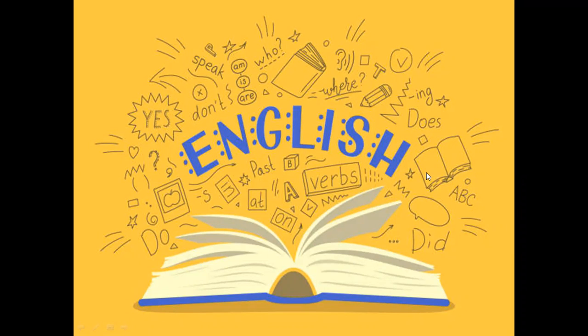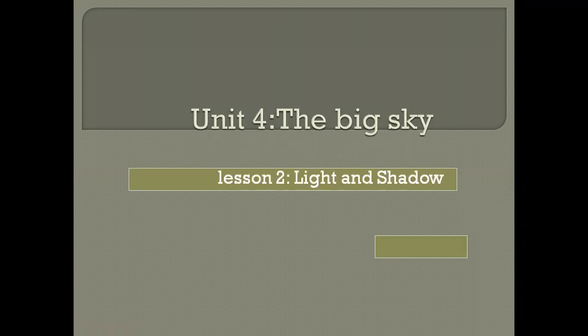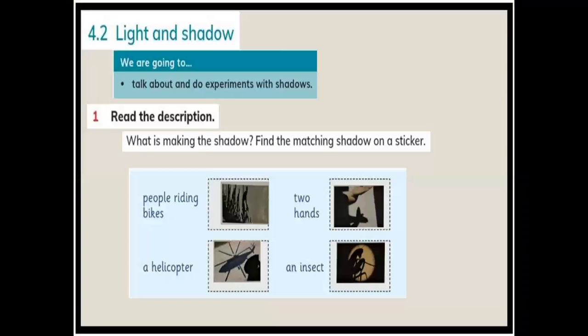Today in English, we are going to study Unit 4, The Big Sky, Lesson 2, Light and Shadow. That is on page number 66 and 67. So we have the lesson Light and Shadow. In this lesson, we are going to learn and talk about the experiments with shadows.